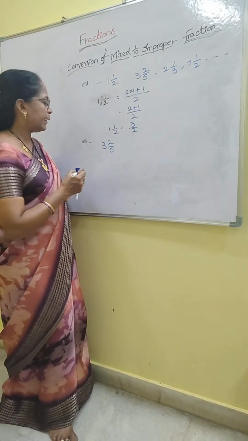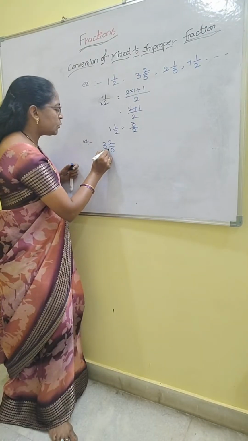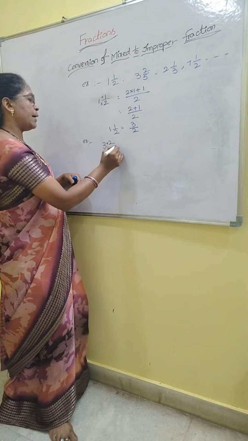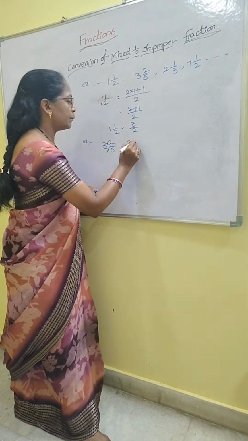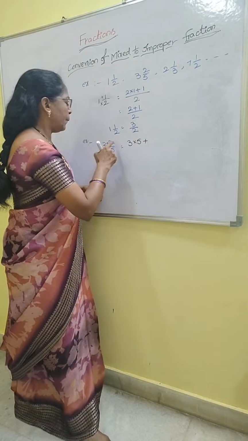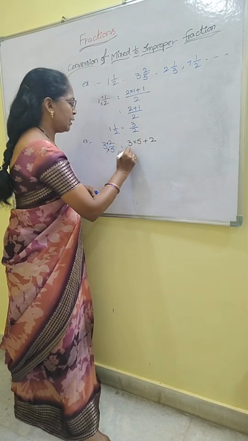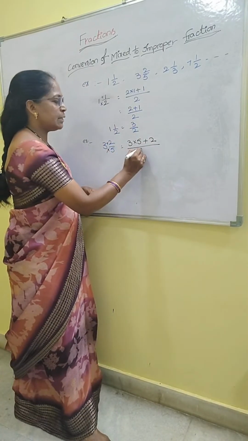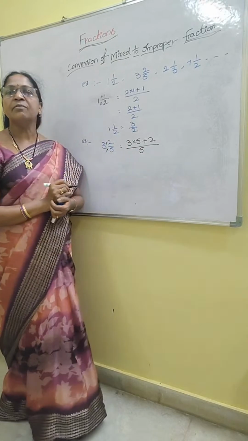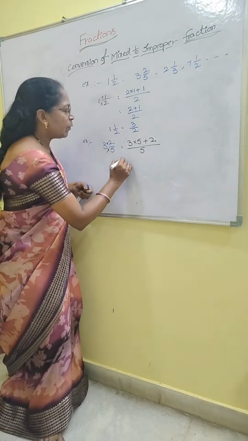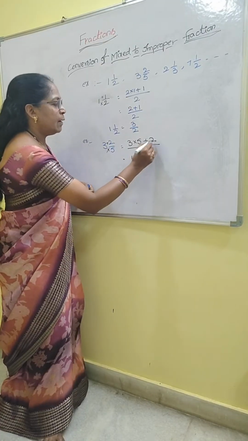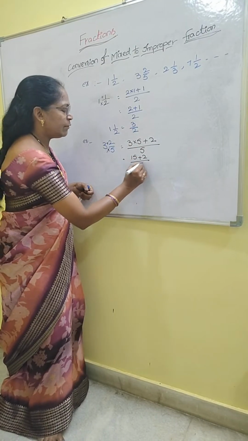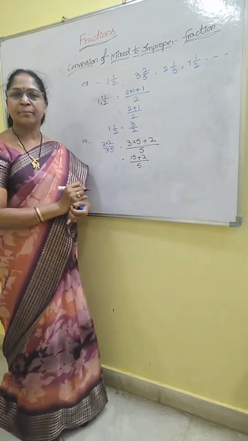Simply you can write here what I said. These two should multiply and add the numerator. That means 3 into 5 plus numerator 2, divided by, as it is, the denominator. That is 5. That equals 3 into 5, 15, plus 2, divided by 5.